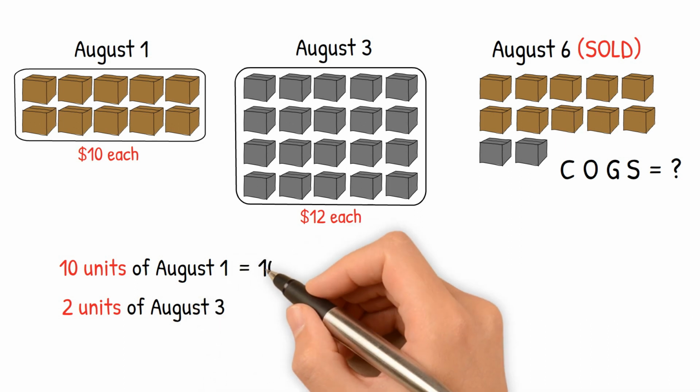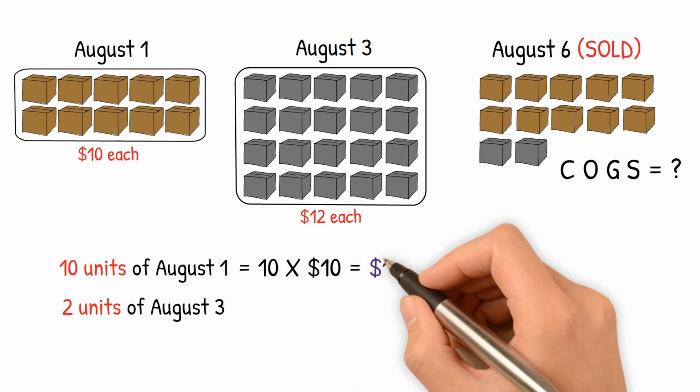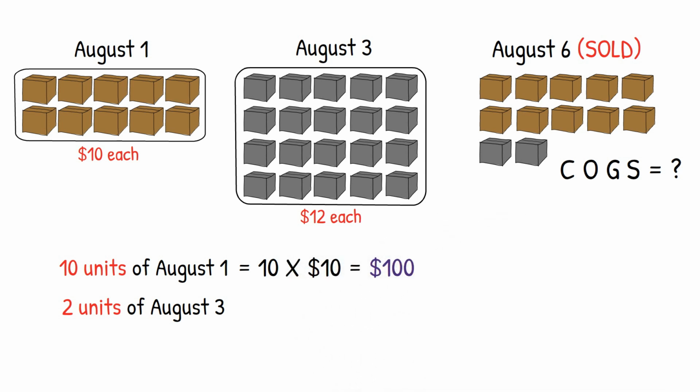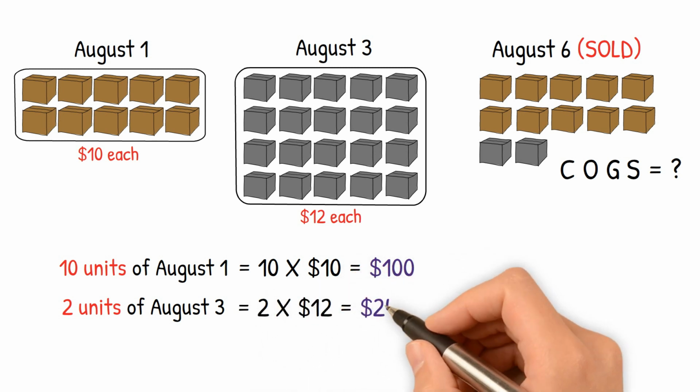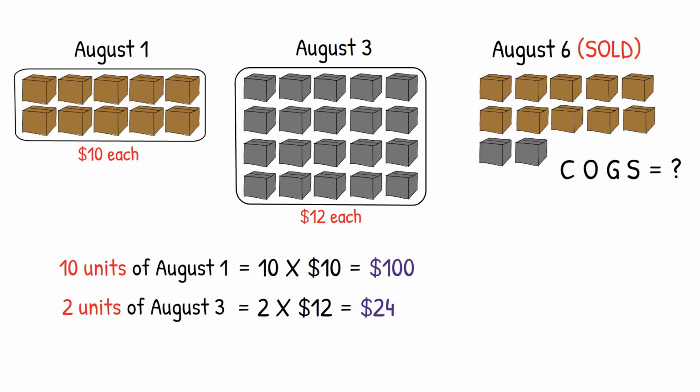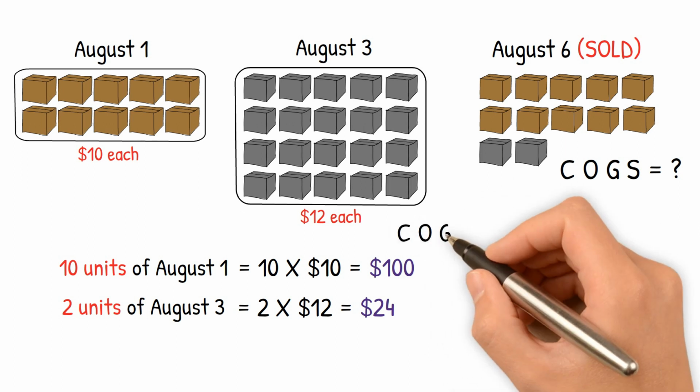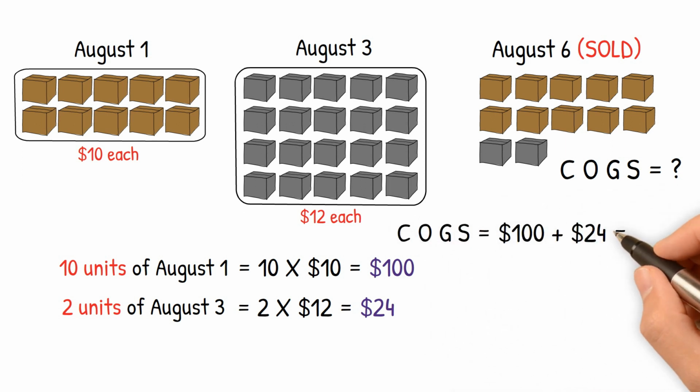The 10 units purchased on August 1st cost $10 each, for 10 times $10 equals $100. The cost of the 2 units from the August 3rd purchase is $12 each, for a total of 2 times $12 equals $24. Therefore, the cost of goods sold for the 12 units sold on August 6th is $100 plus $24 equals $124.